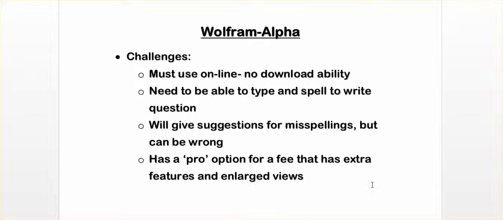Wolfram Alpha must be used online, cannot be downloaded. You need to be able to type and spell fairly correctly so that they can recognize what it is you're asking them. It does give suggestions for misspellings, but they can be wrong suggestions. It does have a pro option that you can buy for a fee that has many extra options and features.